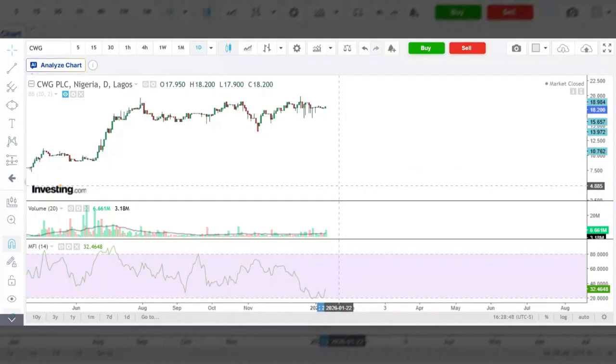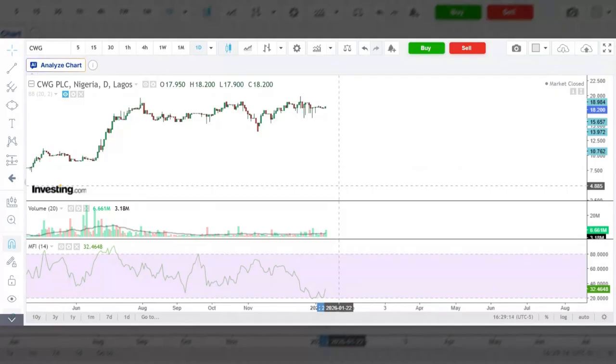So I just decided to implement most of the technical analysis that I know for now. And as we progress, we'll do more technical analysis and continue learning. Okay, so this is the basic starting, just to share my process and how I've made decision on CWG.